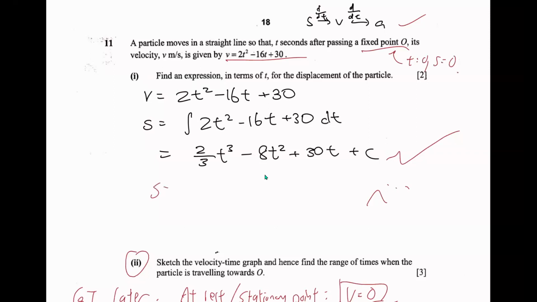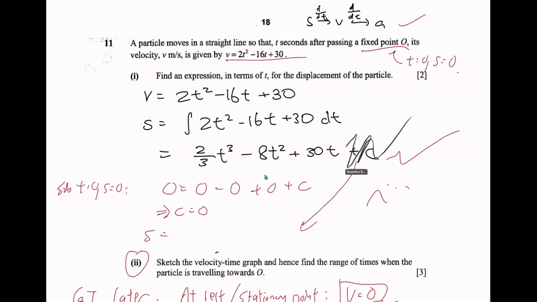So from there, sub t equals 0, s equals 0, and you end up with 0 equals 0 minus 0 plus 0 plus c, and therefore c equals 0. So s just equals 2/3 t cubed minus 8t squared plus 30t plus 0. Sorry for the handwriting, hope you can see.